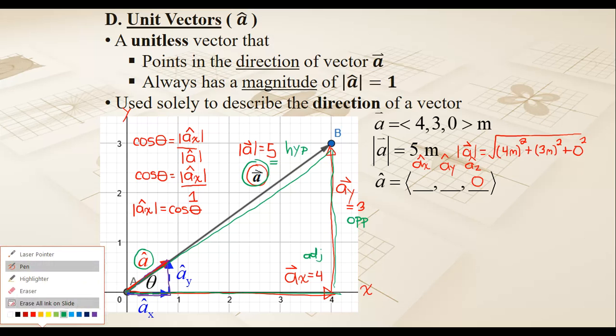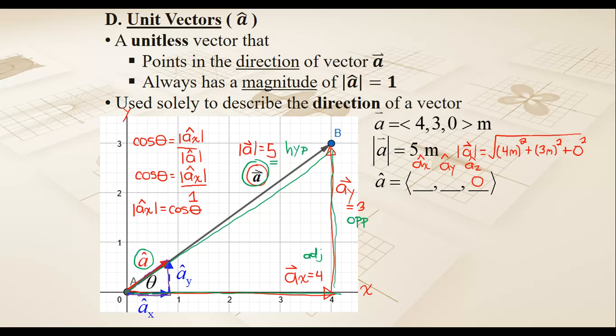Therefore, if I want to calculate Ax, Ax would just be equal to cosine of theta, which is a ratio of sides. So it'd be the side adjacent, which is 4, divided by the hypotenuse, which is 5. Therefore, the x component of this unit vector would be 4 over 5. And you can see right here why the unit vector doesn't have any units, because you're just taking side lengths and dividing, so the meters units cancel each other off.